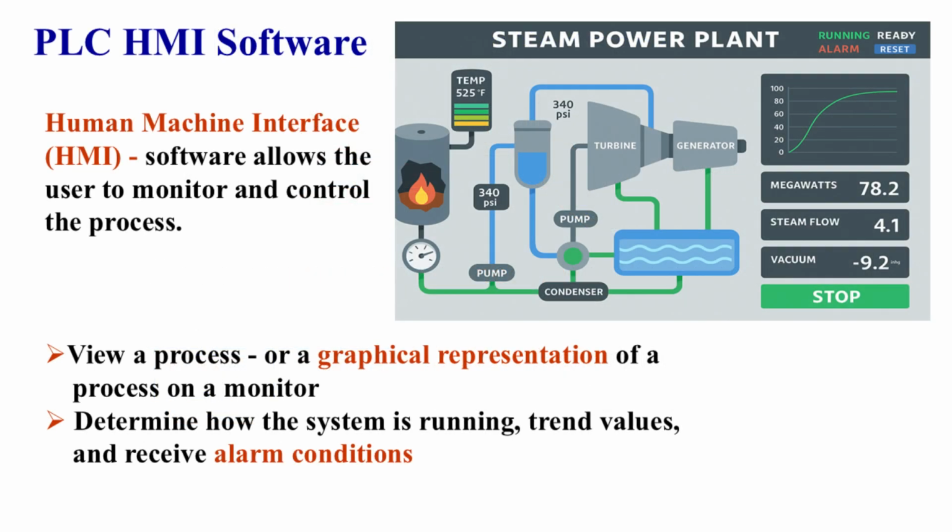This slide introduces PLC HMI software, or human-machine interface software. The HMI allows operators to monitor and control a process using a computer screen. Here, you see a steam power plant represented graphically. The operator can view pumps, turbines, and generators in real time, check system performance like steam flow or megawatts, and even watch data trends over time. Most importantly, the HMI alerts the operator with alarms when something goes wrong, making it easier to respond quickly. In short, the HMI is the bridge between the operator and the PLC, giving visibility and control over the process.